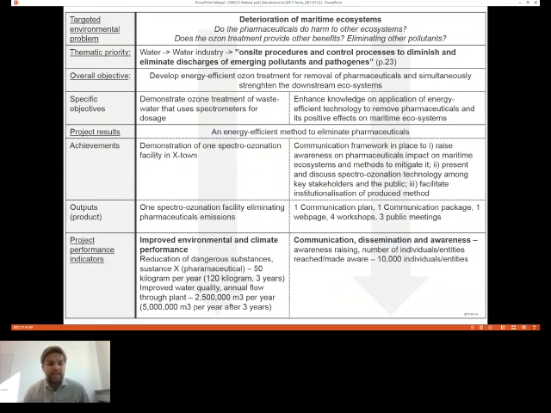And then there is half a page of text, but we can bring out a very small piece of this, the most important for us, and that is on-site procedures and control processes to diminish and eliminate discharges of emerging pollutants, which includes pharmaceuticals and pathogens, which also happen to be cleaned away by this amazing spectro ozonation solution. So we have the thematic priority ready. And then we have to think, what is the objective of our project?